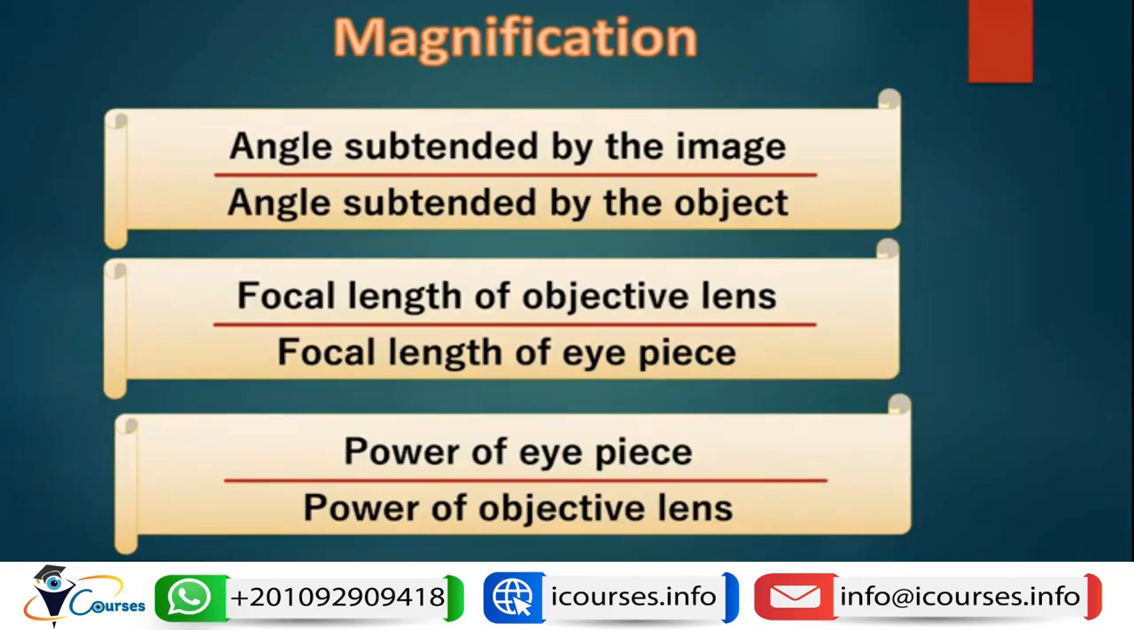The magnification follows the same rules, so it will be the angle subtended by the image divided by the angle subtended by the object, or the focal length of the objective lens divided by the focal length of the eyepiece, so it will be the larger over the smaller, or the power of the eyepiece divided by the power of the objective lens, which is again the larger divided by the smaller.